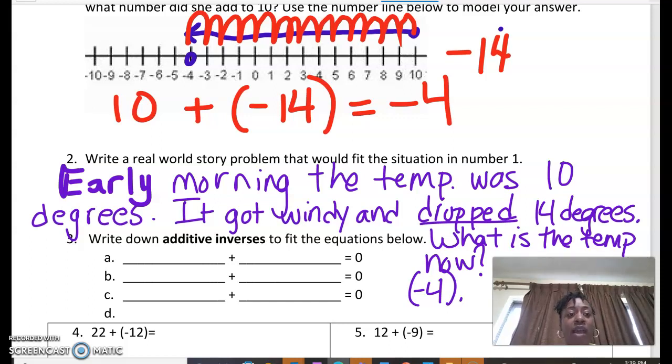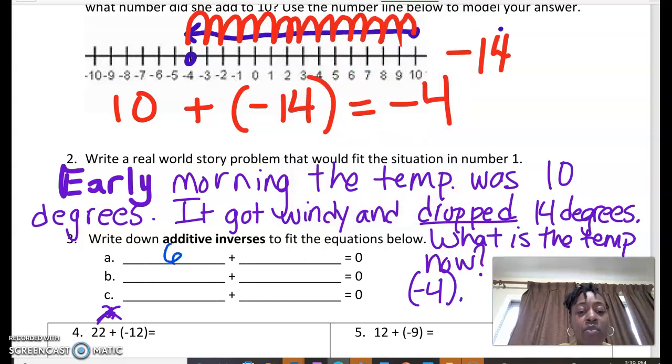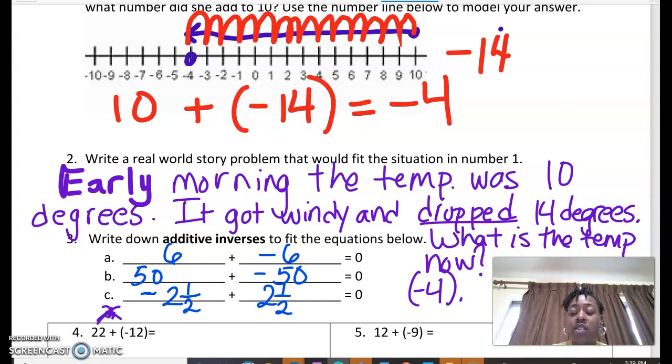Number 3 says write down additive inverses to fit the equations below. Additive inverses, remember, those are opposite numbers. So it says D, but you did not have to do that. I'm going to get a different color. All right, so we can have things like 6 plus -6 equals 0. 50 plus -50 equals 0. And I like rational numbers, so we could do -2.5 plus 2.5 equals 0. So there we go.